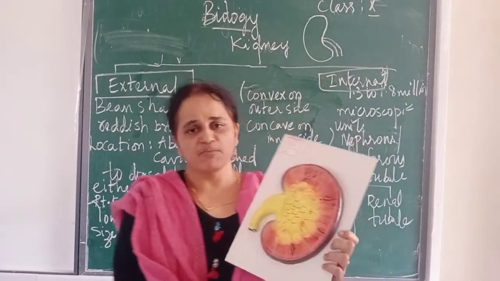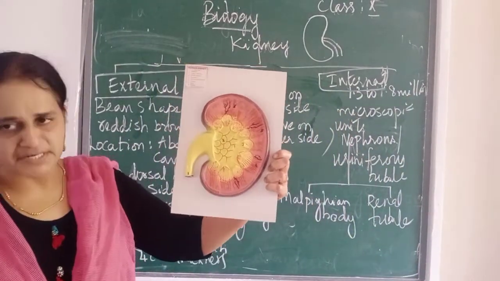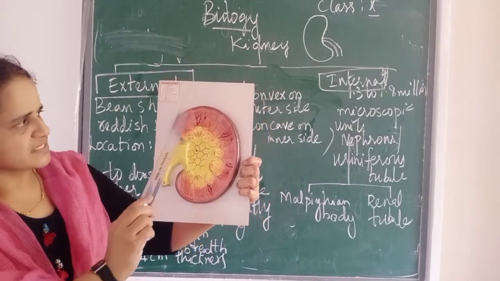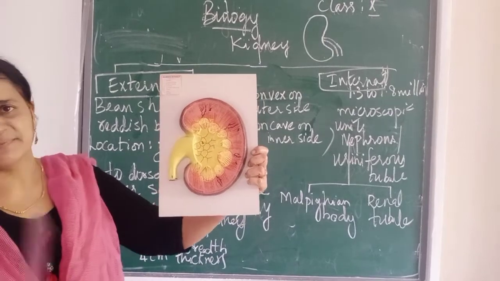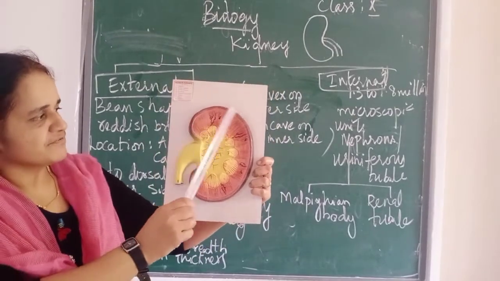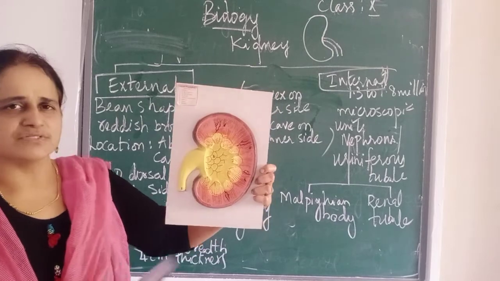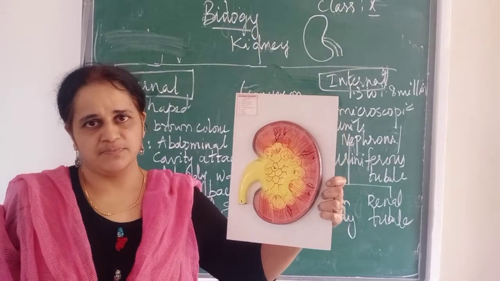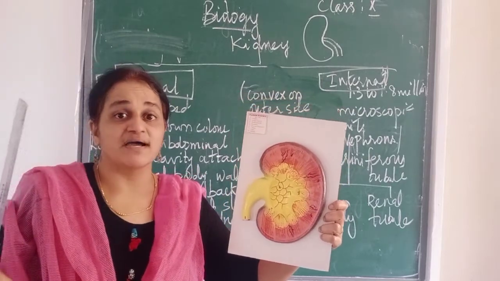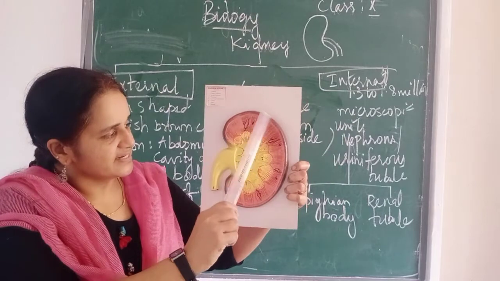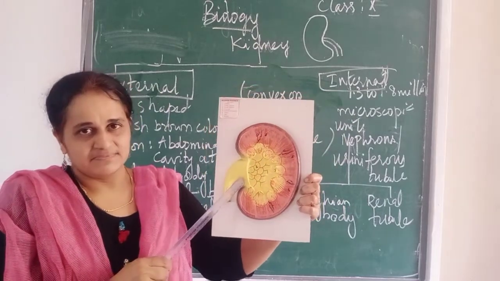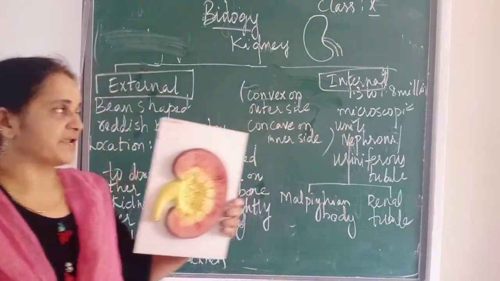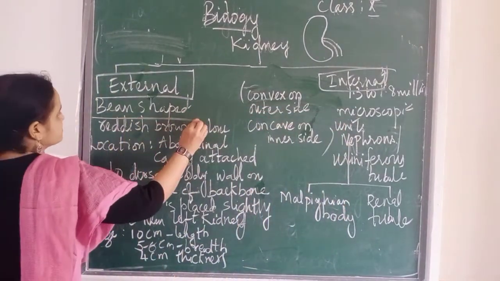So here we have a model of kidney. This is not the external structure, this is the internal structure. So we will just see the shape of this kidney. Kidney is in which shape? I think you know some pulses named Rajma, which is called kidney beans. So why do we call that Rajma kidney beans? Because it is in the shape of that bean. So now tell me, kidneys are in which shape? Bean shape. So kidneys are in bean shape.